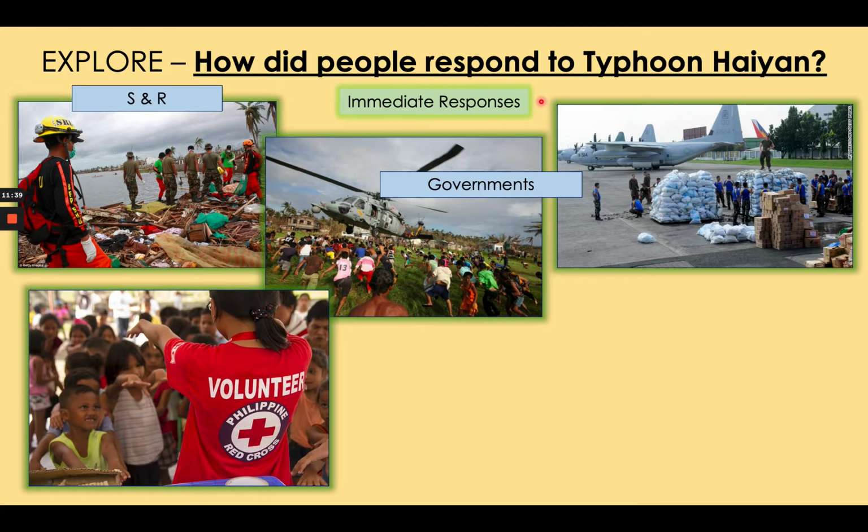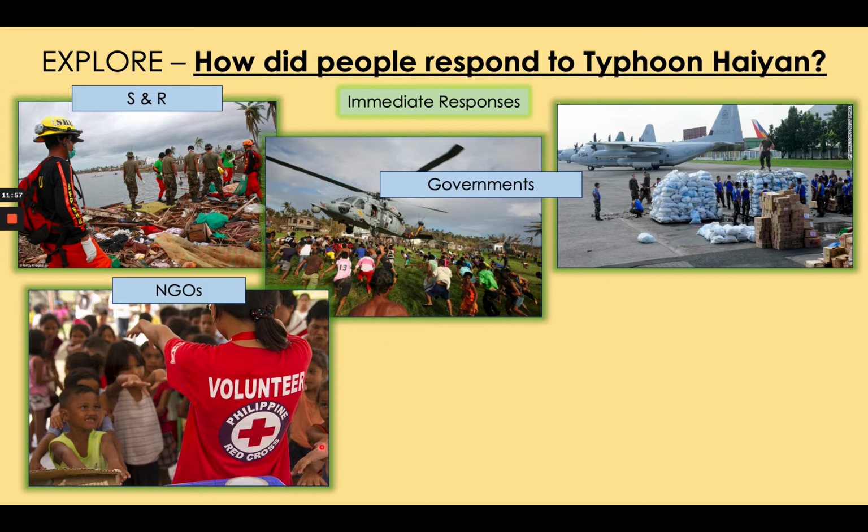However, it wasn't just governments that helped. NGOs, non-governmental organizations, were also very important. A non-governmental organization is trying to help solve a problem. It doesn't want money. Not only that, it doesn't work for any government. They're much smaller and they're run by ordinary people.